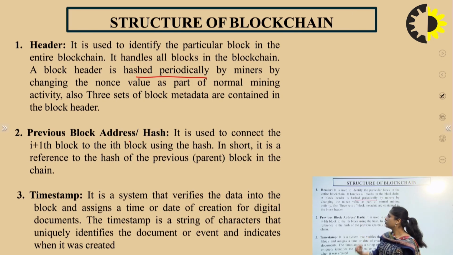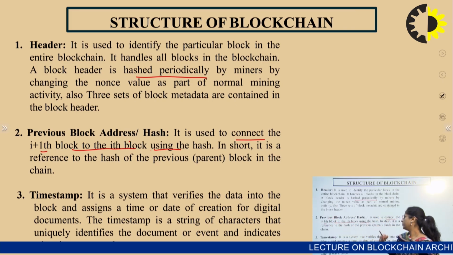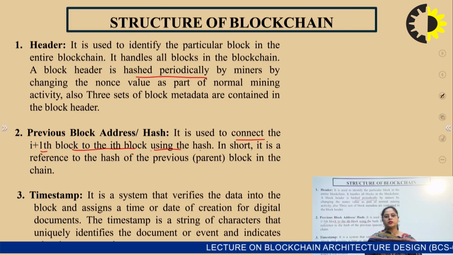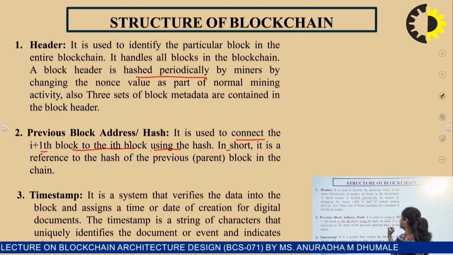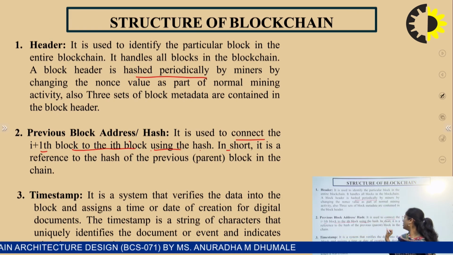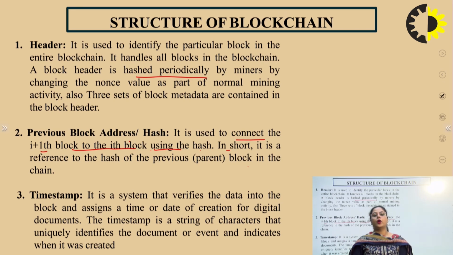Second is the previous block address, the hash value of the previous block, which we store in this section. It is used to connect the i+1th block to the ith block using the hash. The previous block is linked to the next block with this hash value. In short, it is a reference to the hash of the previous block in the chain. We store the previous block hash value in the current block for linking one block to another.